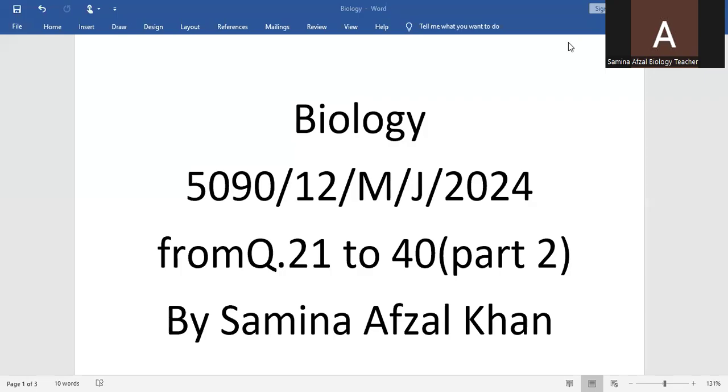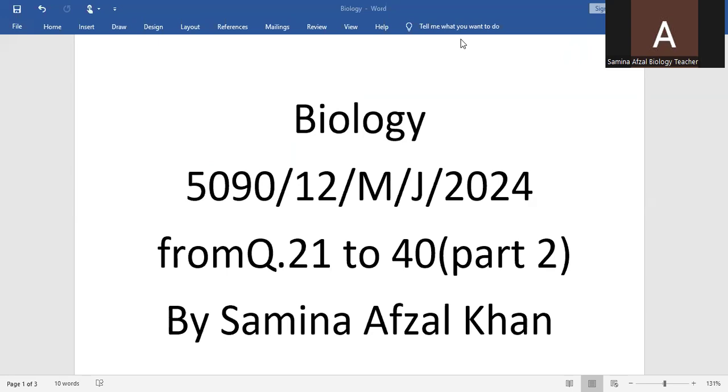O-Level Biology 5090, Paper 1, May June 2024, Variant 1, part 2. Question number 21 to question number 40 will be solved and explained in this part 2.